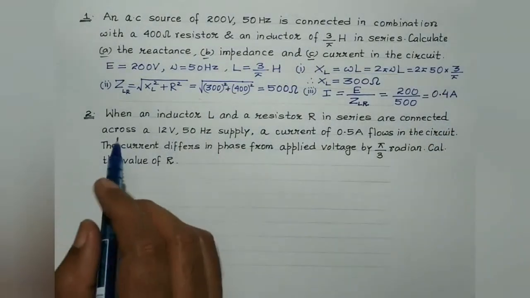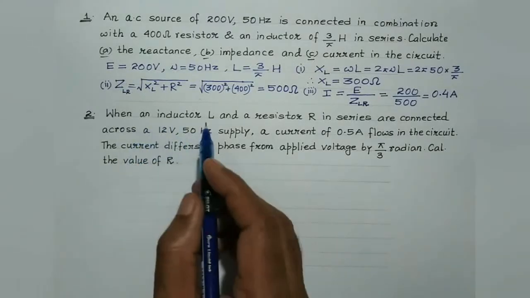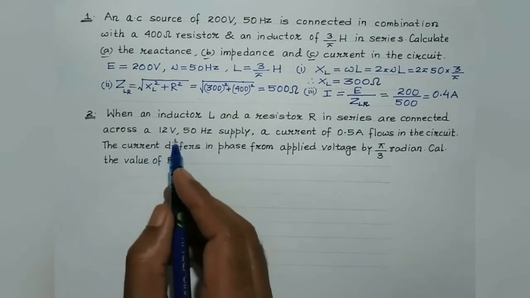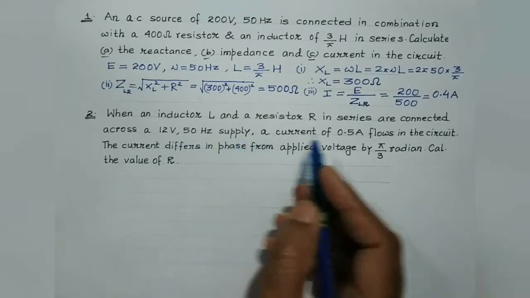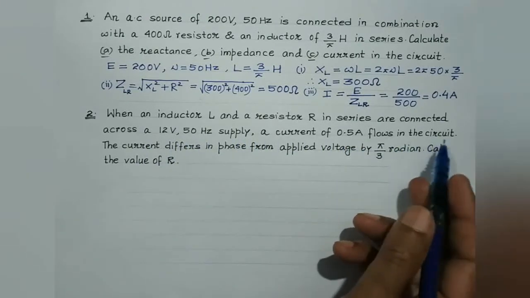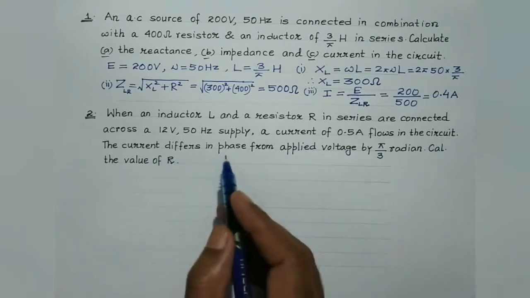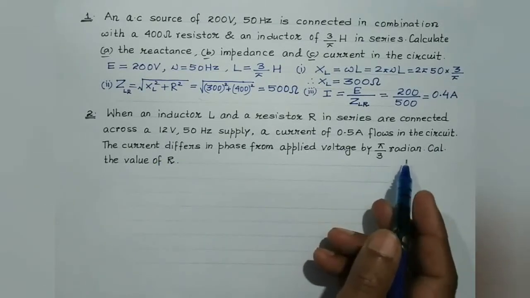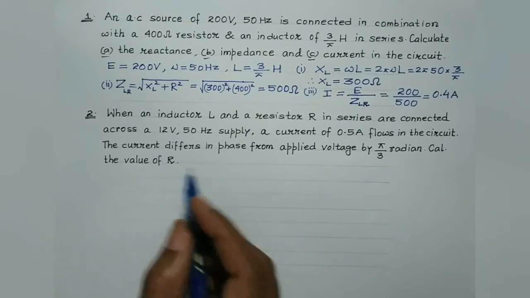Now let us try to attempt the second question. When an inductor L and a resistor R in series are connected across a 12 volt 50 Hz supply, a current of 0.5 ampere flows in the circuit and the current differs in phase from the applied voltage by pi by 3 radian. We are supposed to calculate the value of R.